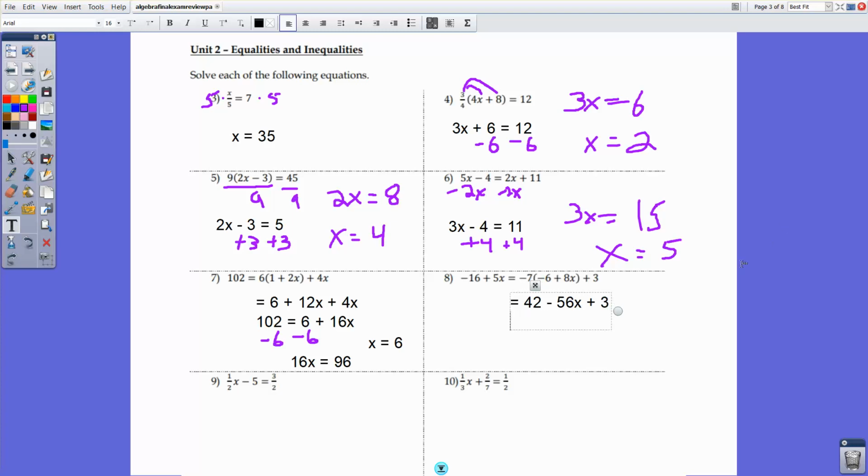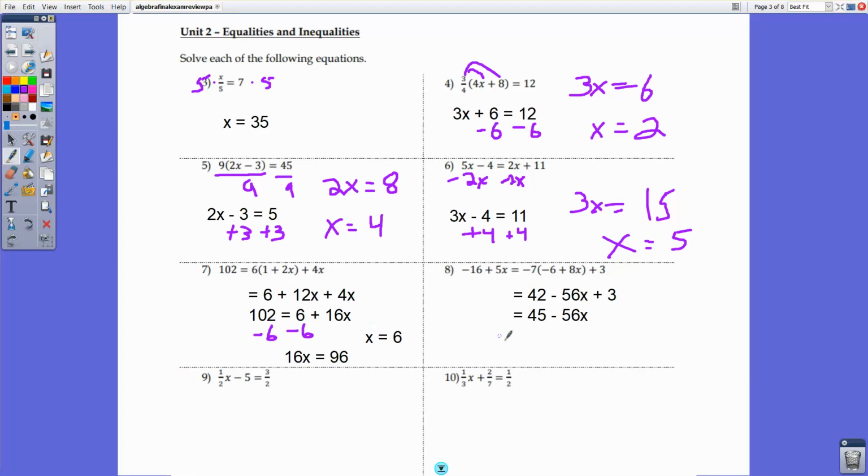And if I combine the 42 and the 3, that's going to be 45 minus 56x. And that equals my left side still, which is negative 16 plus 5x. So just as before, if I use the lower coefficient, it is easier to move that term over to the other side. So in this case, negative 56x is the lower coefficient, and you want to add that to both sides. So we'll add 56x to both sides.